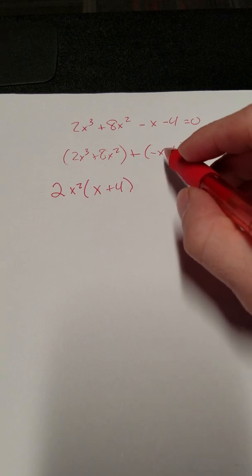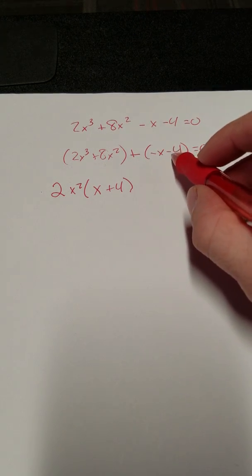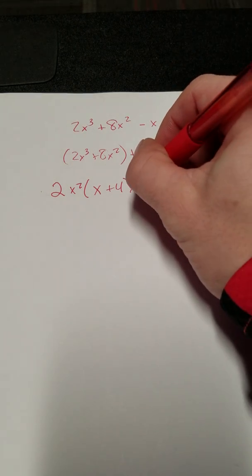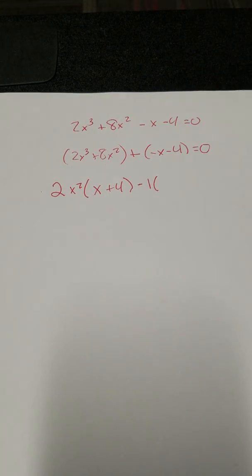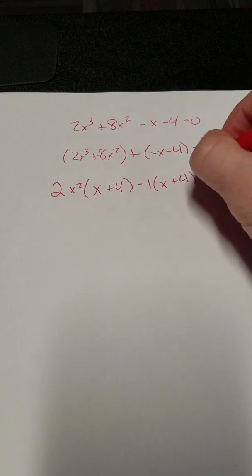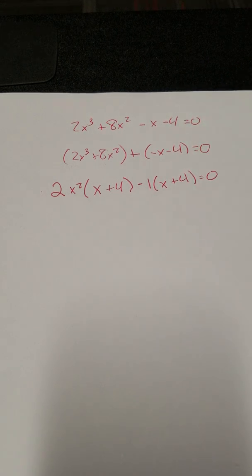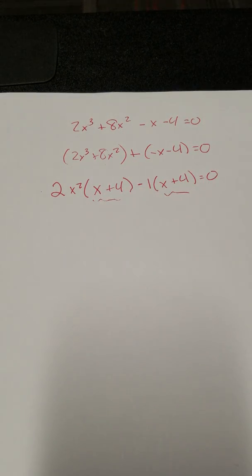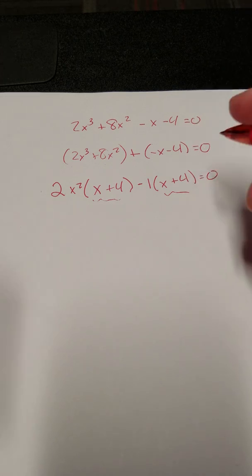Look at your second set of parentheses. We have a negative x and a negative 4. Well, the only thing we can factor out of that is a negative, so we're going to factor out a negative 1, which leaves me with x plus 4. Now, you should notice a couple of things right here. The 2 things inside the parentheses should be the same. If they're not, then we did something wrong.